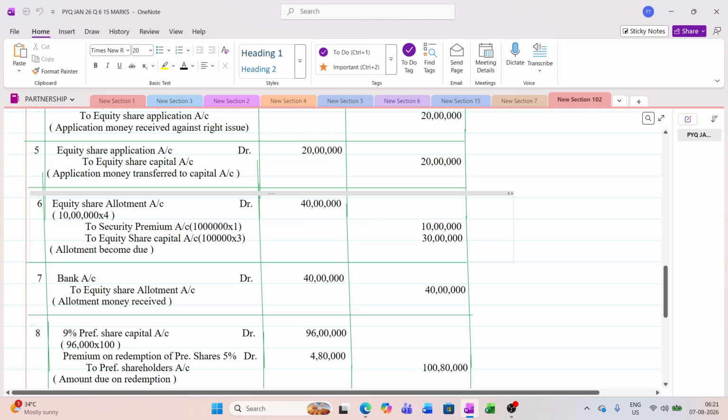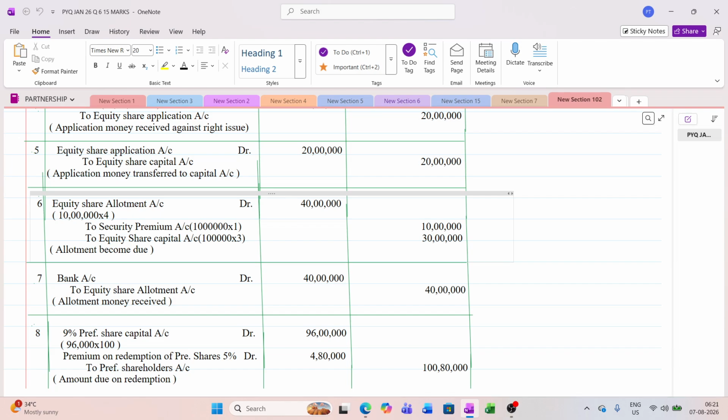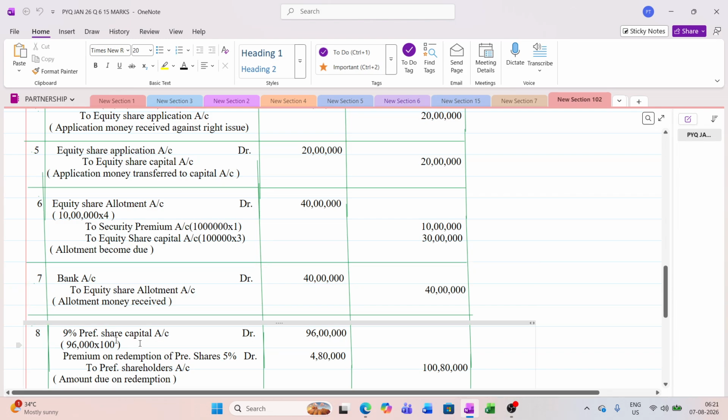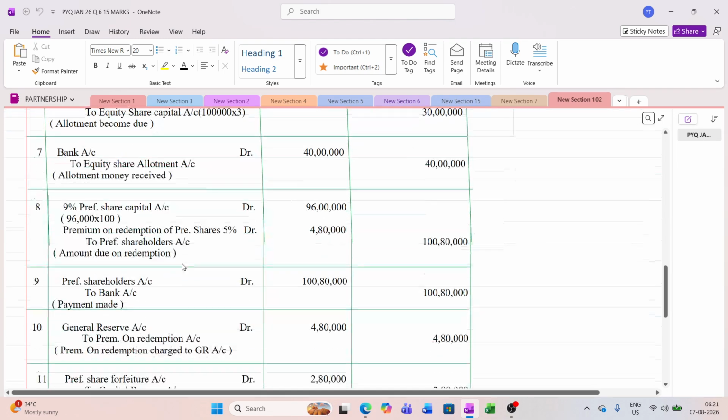And the company has issued equity shares. 20 lakh is received for application, 30 received for allotment face value. So 50 lakh will be utilized for redemption purpose. So balance 46 lakhs we require. That will be your capital redemption reserve, which will be created out of general reserve. Clear?